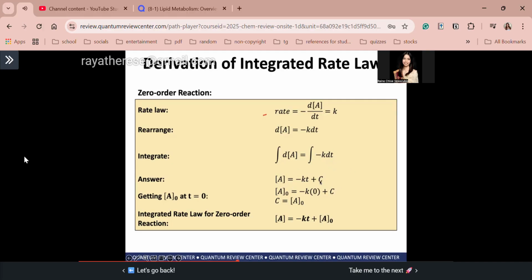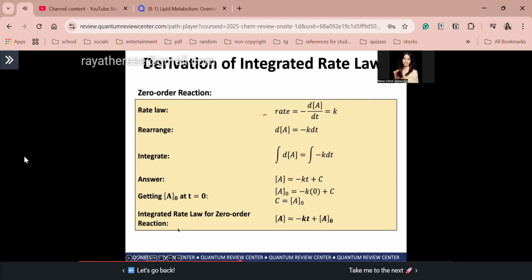Guys, very basic ito. So, now guys, hanapin natin si A naught. Now, your A naught here is the concentration at T is equal to 0. So, let's find it. So, paano natin hanapin yan? That is through the constant C. Okay? So, A naught is equal to negative K times 0 because we know that A naught is the concentration at T is equal to 0 plus C. Rearranging, we get that C is just equal to A naught. Again, C is just equal to A naught.